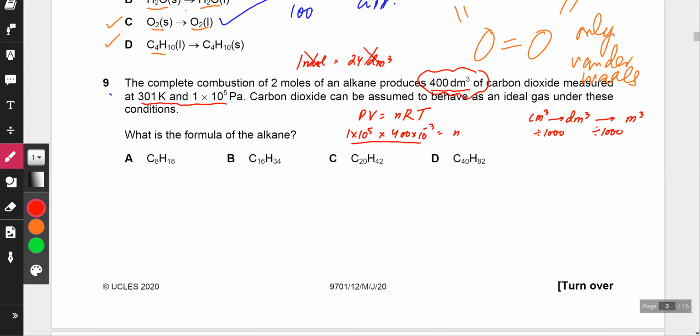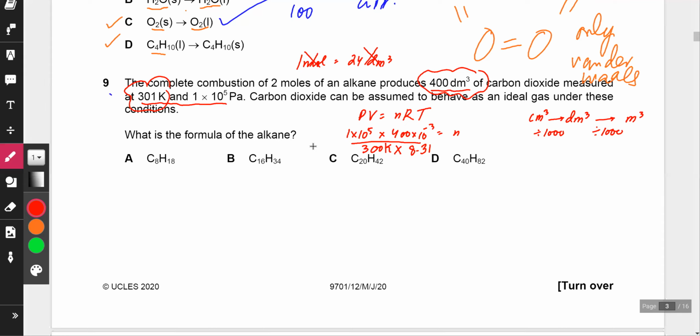The temperature must be in kelvins. In this case, we are lucky that it is already in kelvins. If it's given in centigrade, you're going to add 273 to it. And what is R? R is 8.31. That is the gas constant. So I'm going to try and find this value.